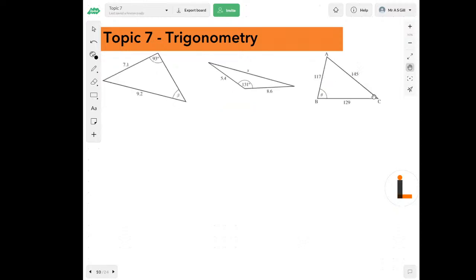So, some quick questions here. We may not have practiced this for a while, so some very quick questions here just to get us back into the right way of thinking. Each time we're just working out the missing letter. So in this case we've got beta down here, we've got the side x here, and then angle theta for this last one over here. And I'll give you a few minutes to have a go through those.